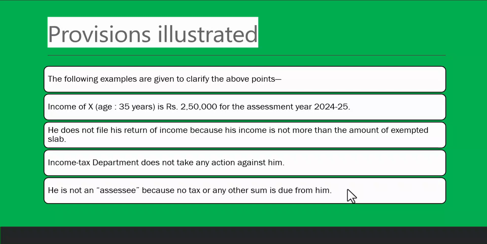So that means if your income is up to 2,50,000, there is no tax in India. So if your income is below 2,50,000, you don't have to even file the return. If you don't file the return, income tax is not going to even call you or take any action against you. So you are not an assessee in this case. Fine. So if your income is below 2,50,000, then you need not file your income tax return. You're not even an assessee. Income tax department will not even trouble you, and there will be no income tax due from you.